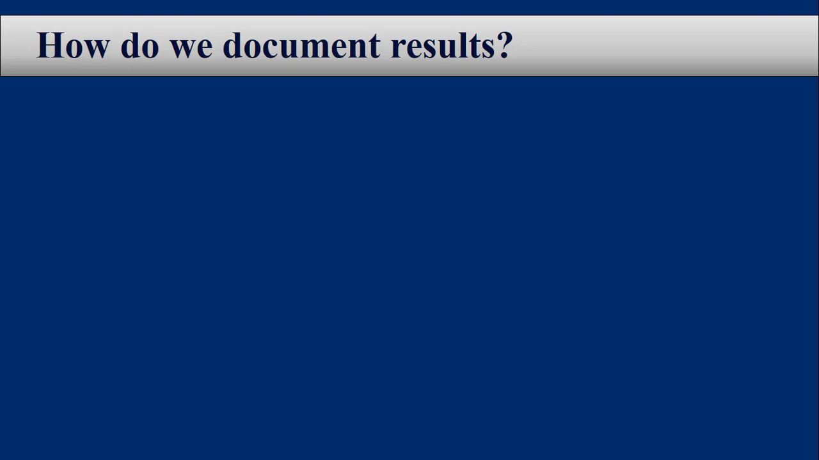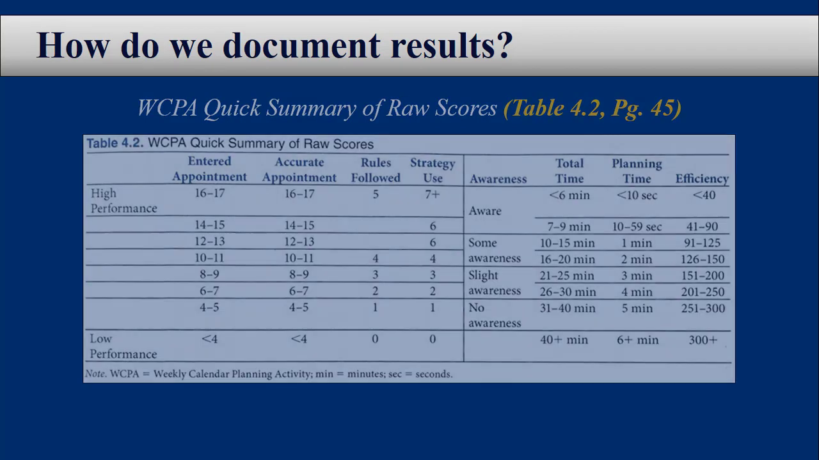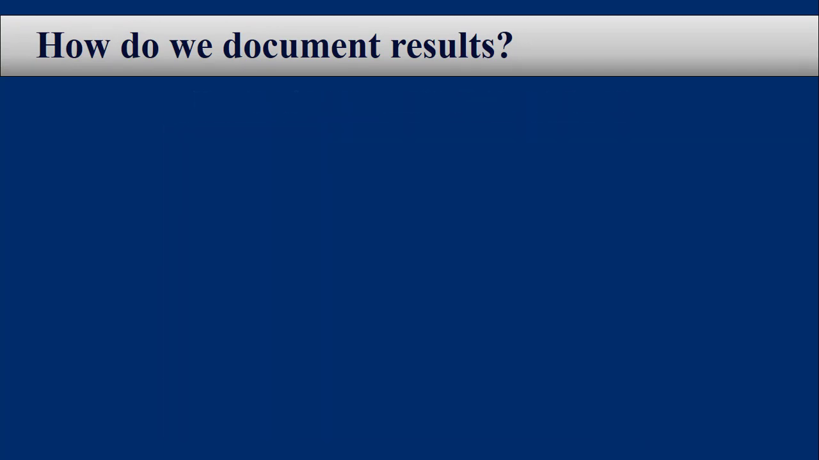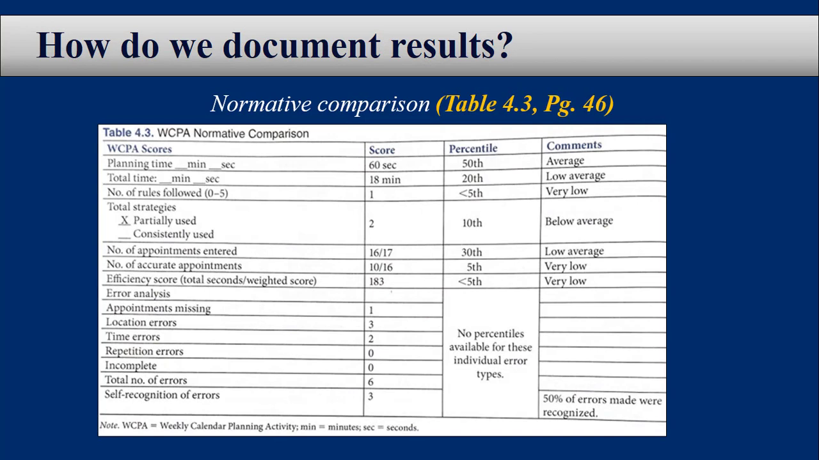There are a variety of forms that can be utilized for documentation and are included in the WCPA manual. This includes, but is not limited to, the WCPA Quick Summary of Raw Scores, which broadly summarizes key raw scores. A visual performance profile that provides a detailed analysis and visual profile of the WCPA results. An error analysis profile, which provides a quick visual representation of frequency, number, and pattern of errors. A normative comparison table that provides a summary of WCPA scores in comparison to the normative sample.